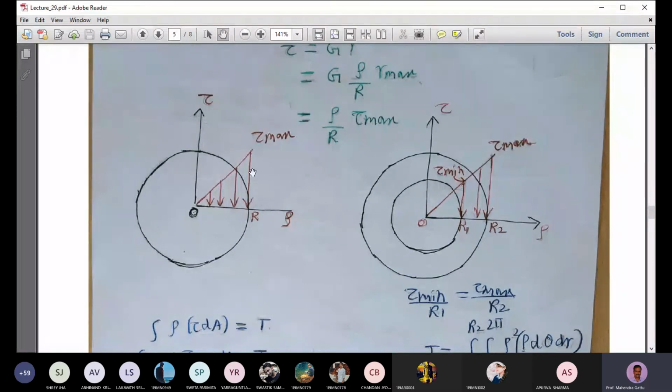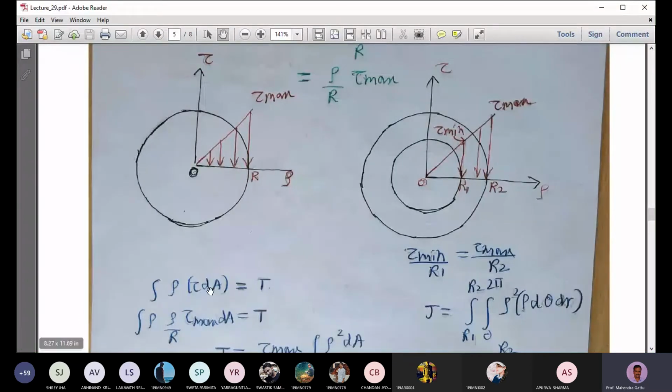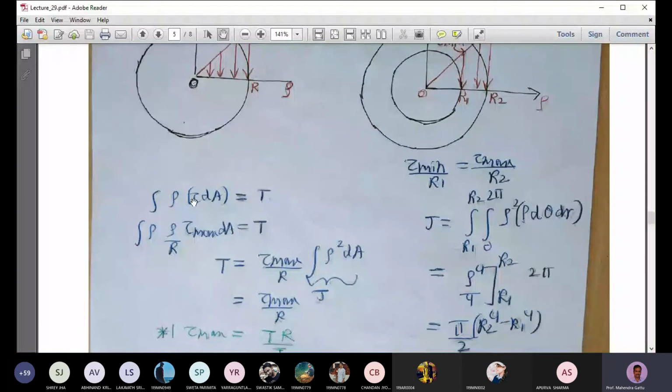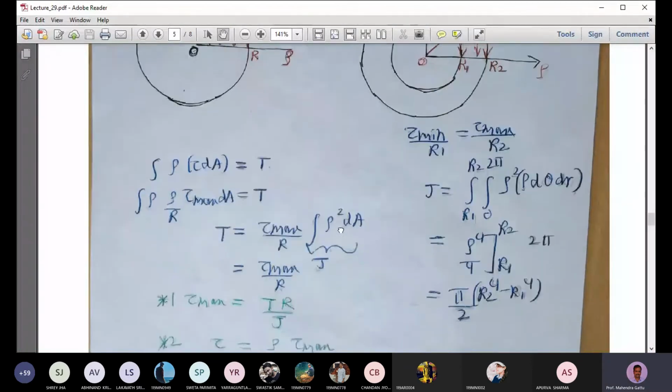Suppose you know the shear stress distribution, we can apply that relation, integral rho tau dA is equal to T. Here tau is the tangential shear which is developed, and tau dA is dF actually. This dF into the moment arm, we are integrating over the entire area, and that is equal to the torque. So instead of tau we can write rho by r tau max times dA. We can take tau max by r common, and we have the term rho square dA in the integral.